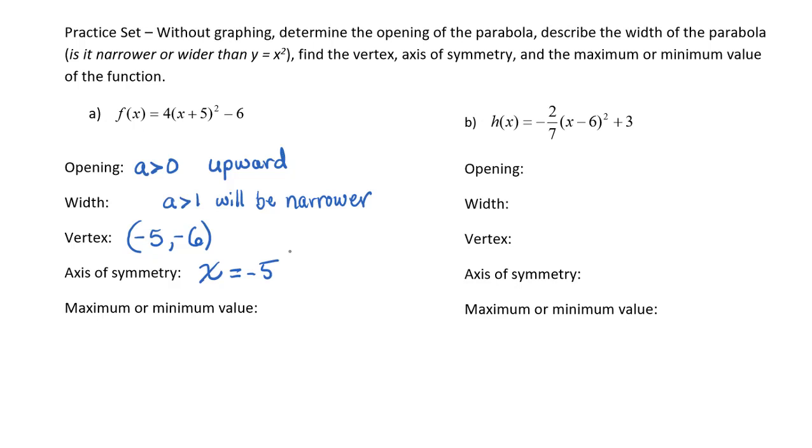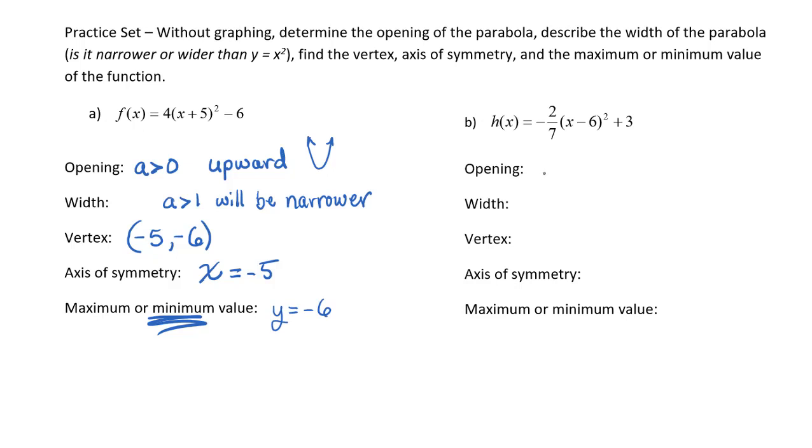We also need to determine if we will have a maximum or minimum and what that value is. Since this function is opening upwards, we know that we will have a minimum. That minimum value is always the y-coordinate portion of the vertex, so y equals negative 6 is the minimum.